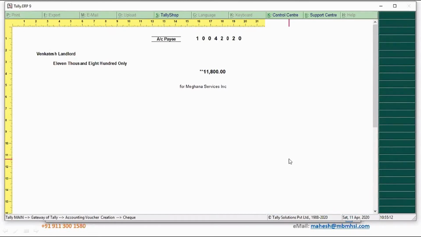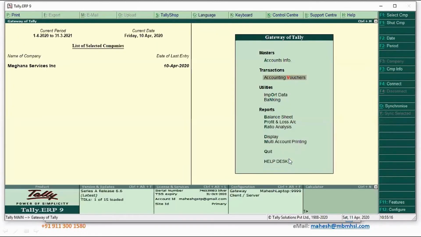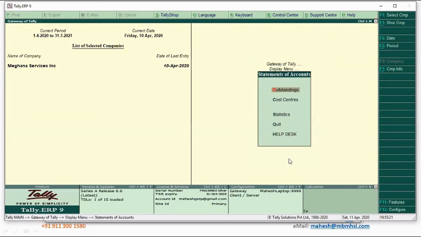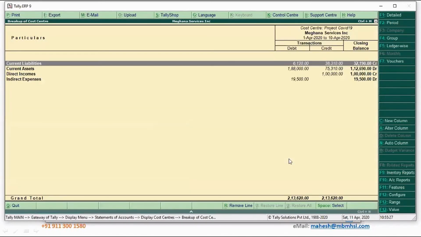Okay, so let me just go now and look at the report. Display, statement of accounts, cost center. For example, I want to just look at only project COVID. So this is my cost center details.